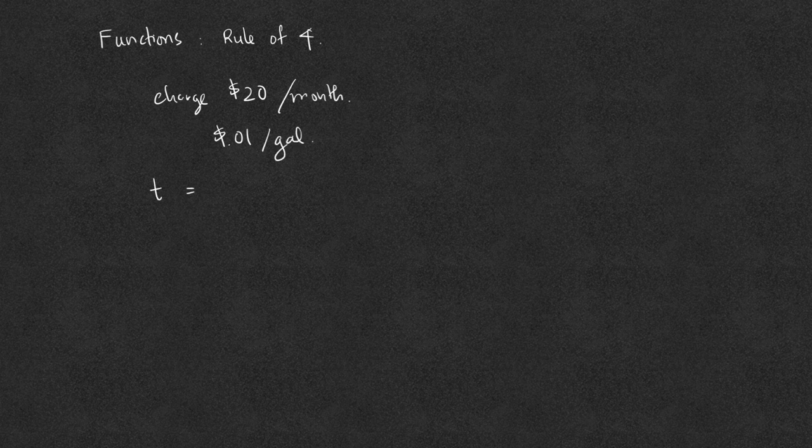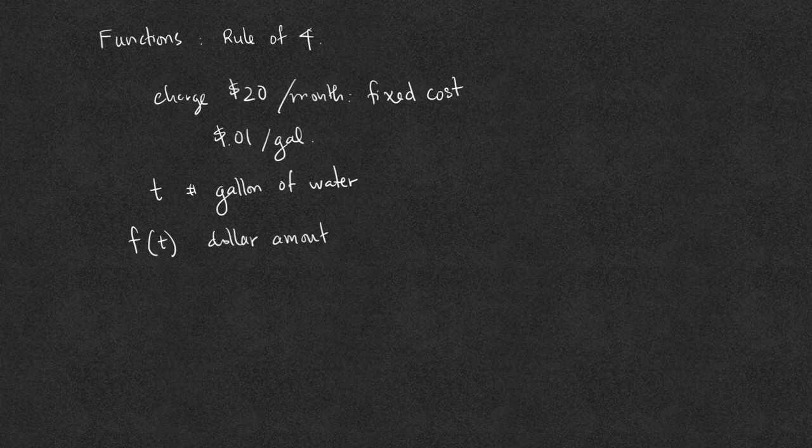If we let T be the number of gallons of water used, and C of T, or using function notation, F of T, will be the dollar amount that we're going to spend per month. So this is the cost per month, or monthly cost. The $20 per month is also known as the fixed cost. This is a simple example of a function.